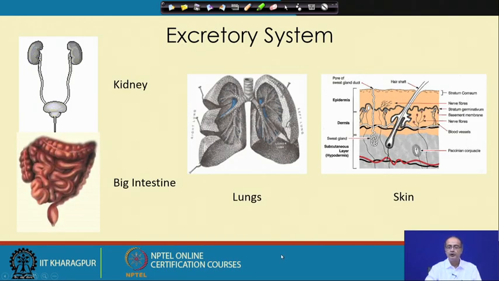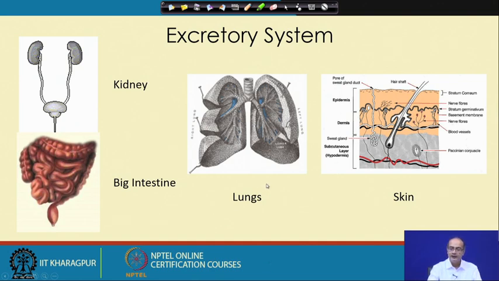Next, we will go to the excretory system. When we are doing metabolism or different kinds of reactions, some of the things generated as a byproduct are not good for the body. Or we can say it this way: if we store them, they are going to harm the body. So, those kinds of byproducts which are harmful for the body, we need to give out.